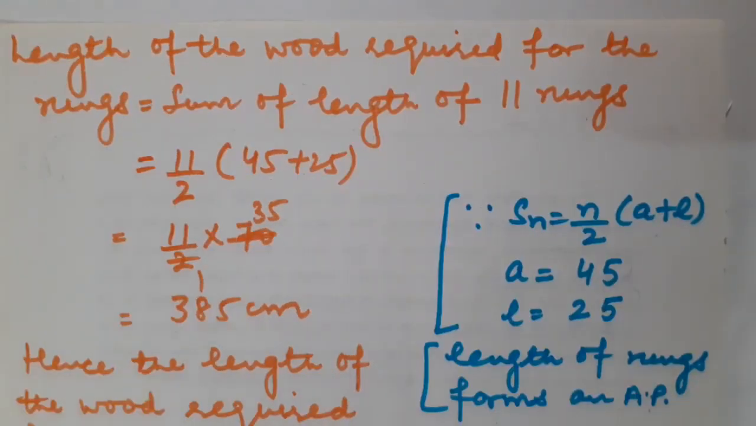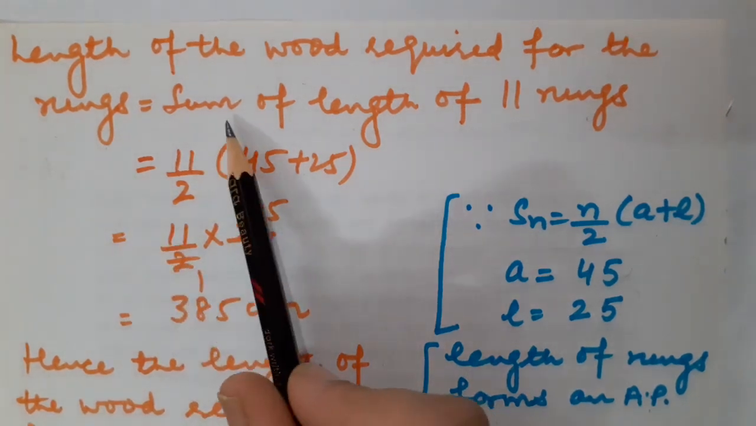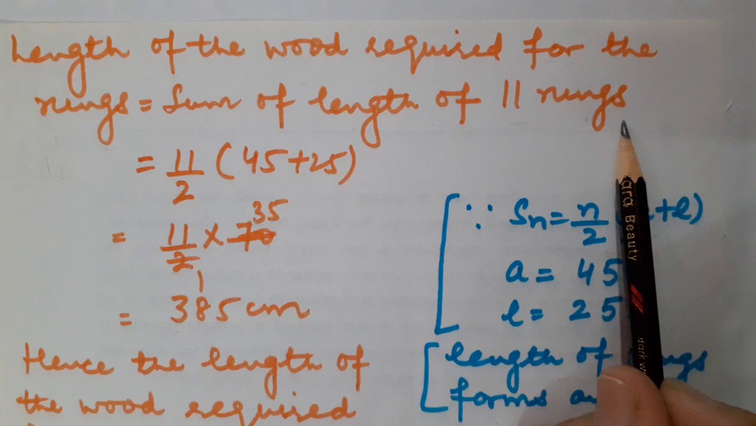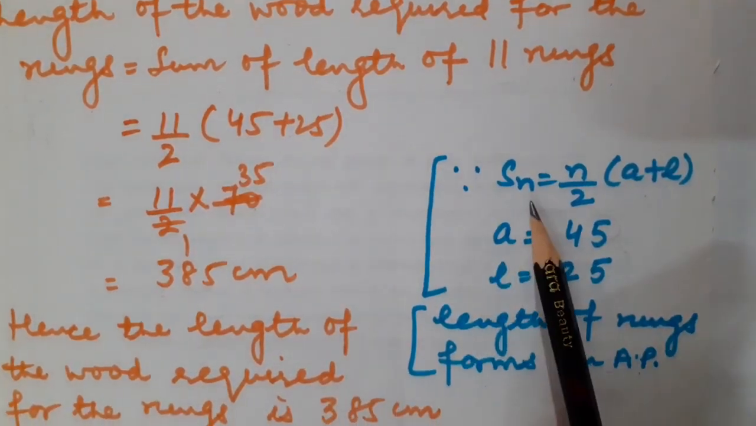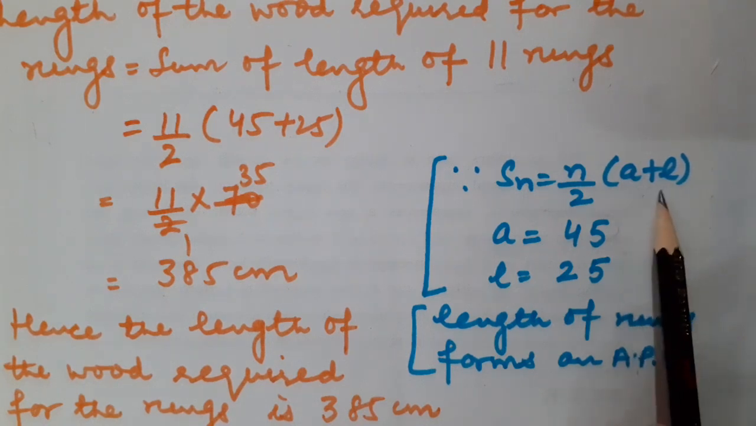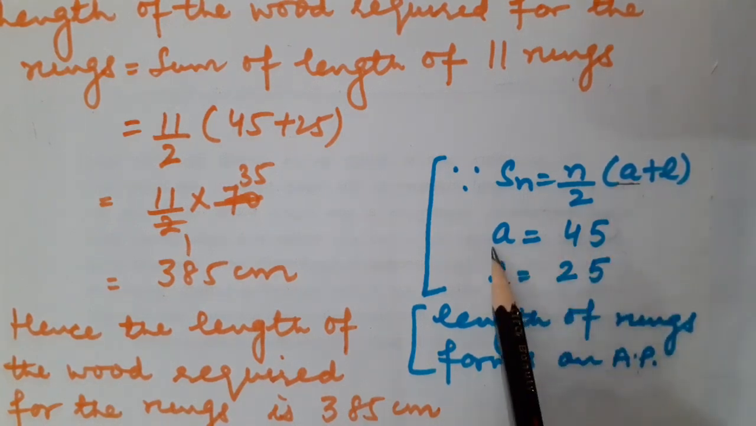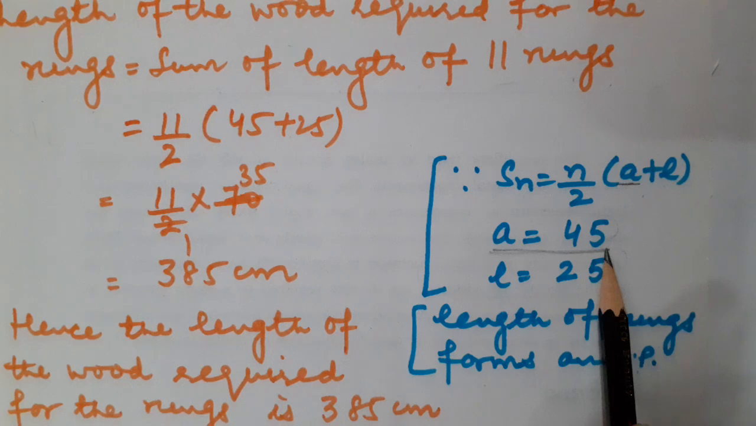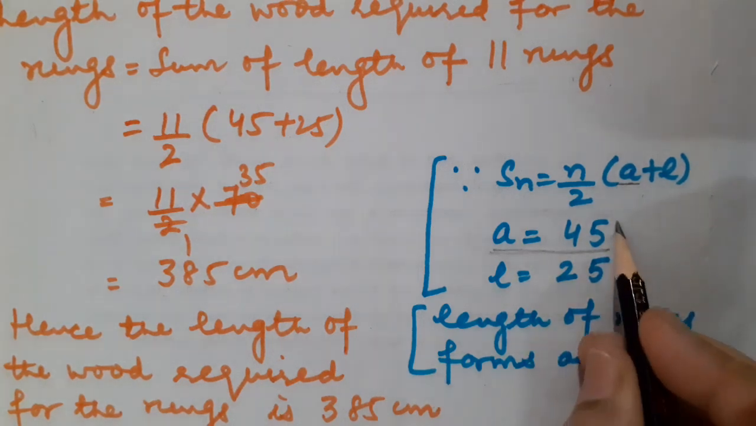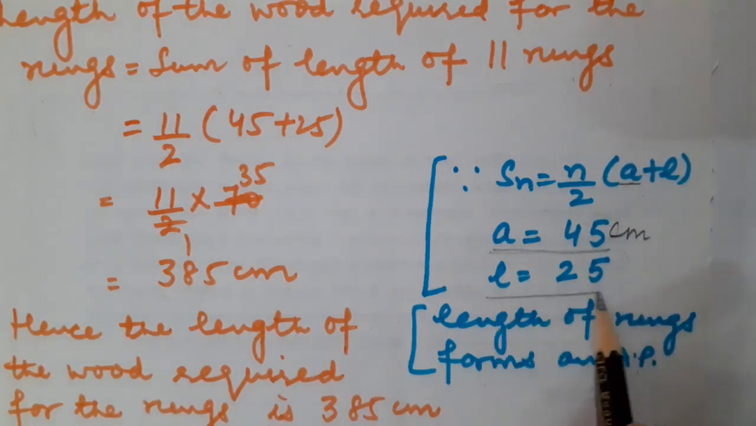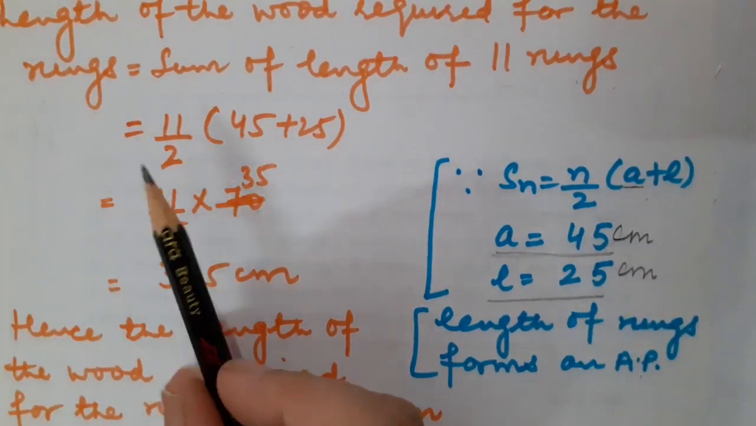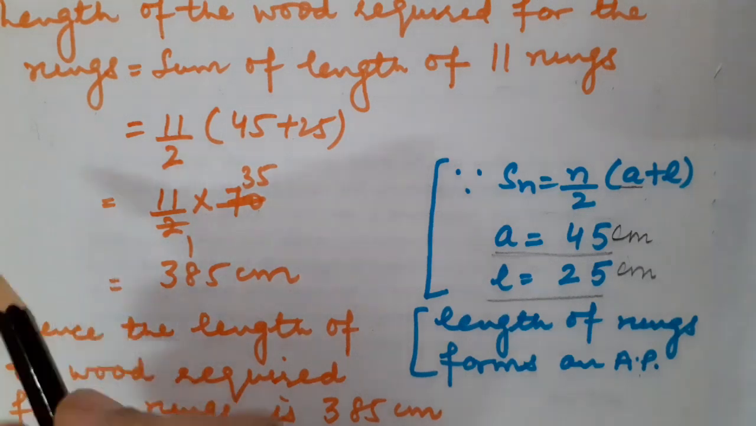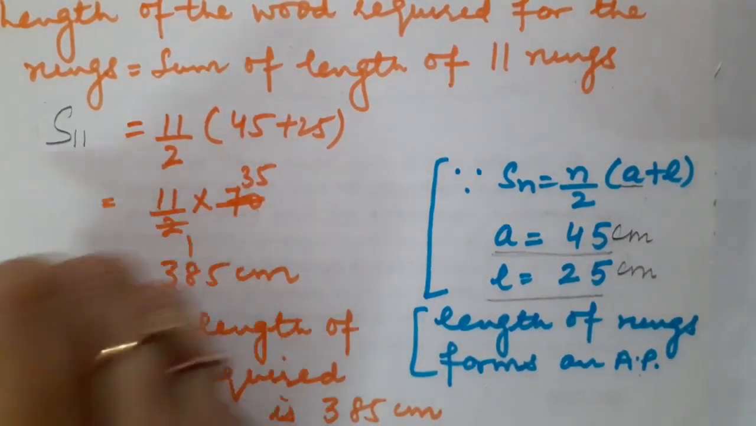Now we will have to calculate the length of the wood which is required for the rungs. So what we have to do? We have to calculate the sum of the length of 11 rungs only. Fine. So what is the formula? Sn is equal to n/2 into a plus l. Here a, you know, that is the length of the bottom rung, which is 45 centimeter. And l is the length of the top rung, which is equal to 25 centimeter. So what we are going to calculate? We are going to calculate basically S11.